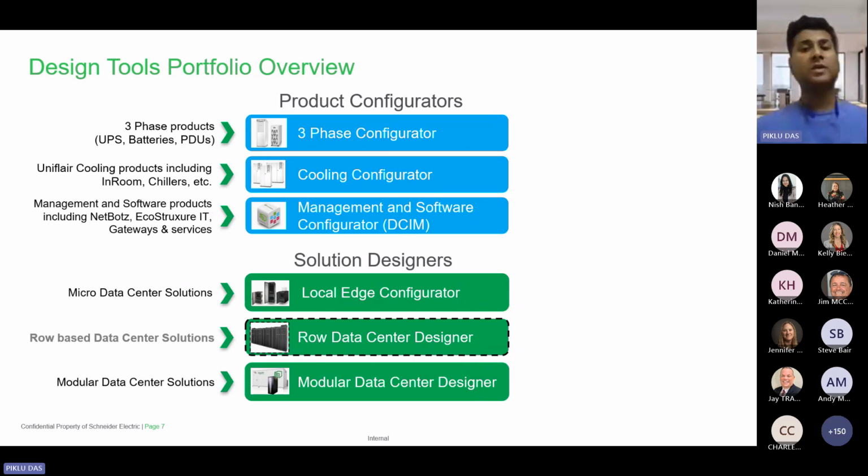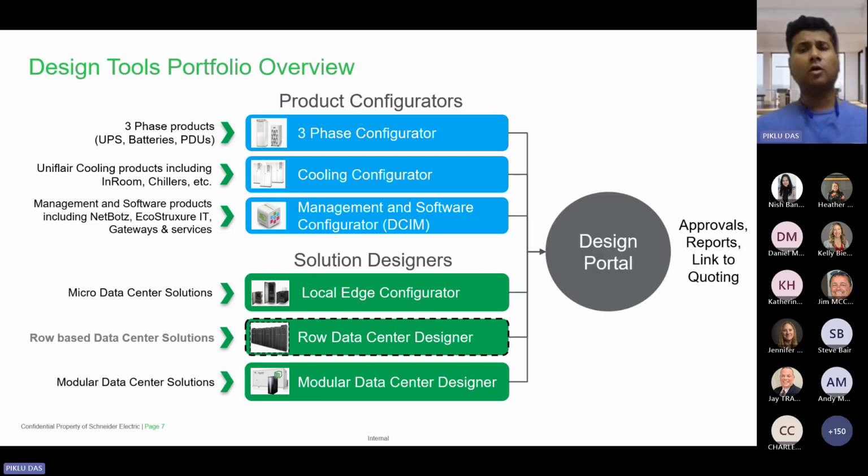And on the solution designers, we have the local edge configurator, which caters to the needs of micro data center or single rack configurations. Then we have this Raw Data Center Designer, which has completely replaced the ISAC Designer. And going forward, this will be our flagship tool when it comes to data center designing of small to medium scales. And of course, the modular data center designer, which caters to our prefab designs. And all this sits on top of the design portal, wherein you can also access the features and functionalities available in the design portal ecosystem, like the reports, the solution approval process, and the linking to the CPQ system, right?